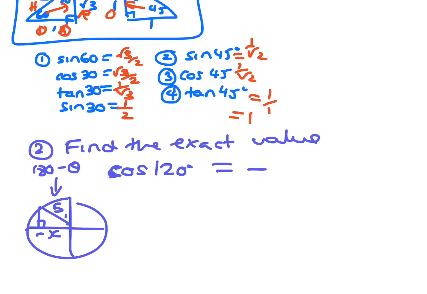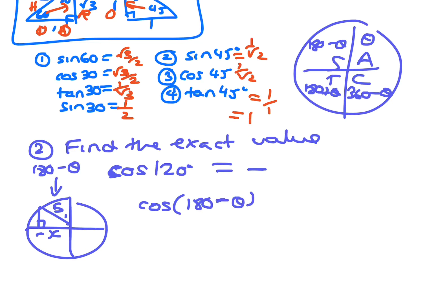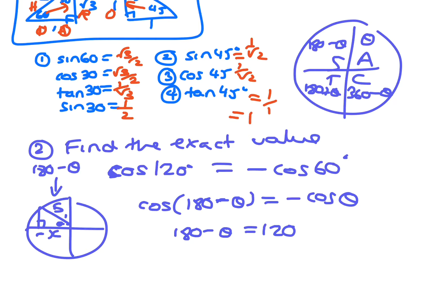So we've basically got to use these rules, all stations to cos, theta, 180 minus theta, 180 plus theta, 360 minus theta. So if we say cos 120, that is equivalent to cos of 180 minus theta. And that will equal minus cos of theta. So what is the little acute angle that comes in there? So 180 minus what will give you 120? That would be 60. So it is equivalent to cos 60, but it will be negative.